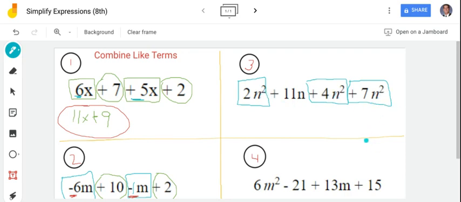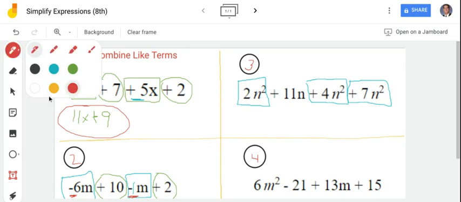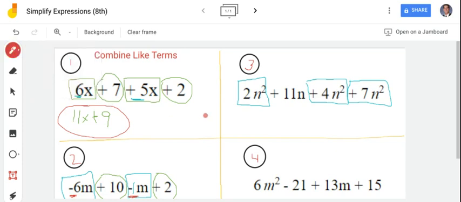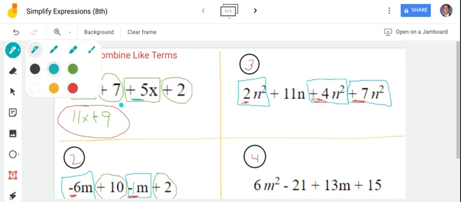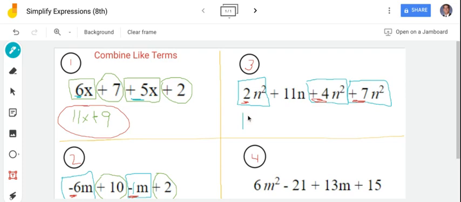So they're n squared terms is what we would say. And so if they're like terms, I'm going to combine or add their coefficients, the number in front of the variable. So this is a 2, this is a positive 4, and this is a positive 7. I'm going to add those coefficients. So what's 2 plus 4? That's 6. And 6 plus 7, that's 13, right? So I'm going to write down 13. And what do I do with the variable and the exponent? I keep it, right? These are n squared terms. So this is 13n squared.